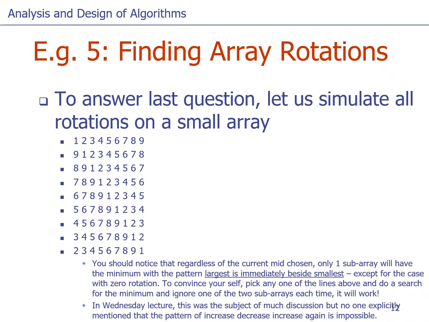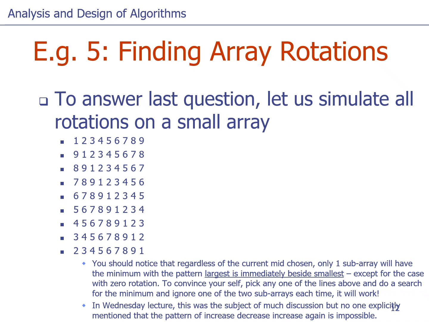Let's pick the third line from the bottom. It says 4, 5, 6, 7. Again, just to stress the point: 4, 5, 6, 7, and then 8, 9, 1, 2, 3. So if I pick 8 as the midpoint, and then I check the two subarrays, the left is 4, 5, 6, 7. If I check 4 and 7, well, it looks like it's increasing from 4 to 7. So the minimum cannot be there.